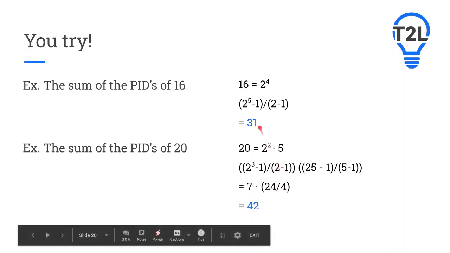And again, these two numbers, 31 and 42, basically mean that whatever the number of PIDs you had for 20, whenever you add all those up, you get 42, and same thing with 16.